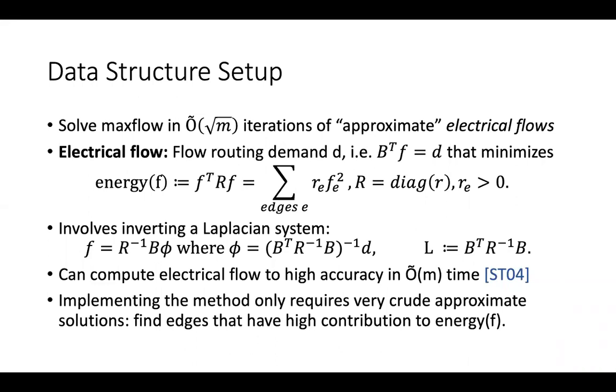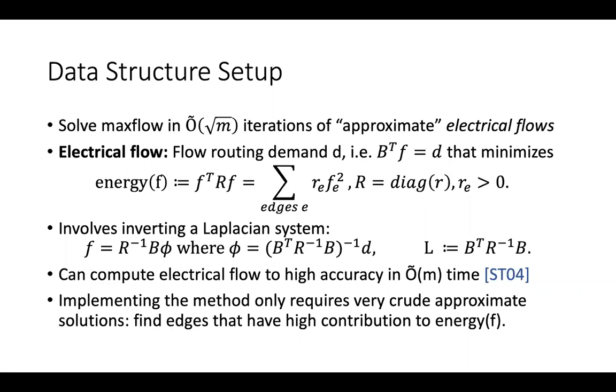Therefore, you can compute electrical flow to high accuracy in almost nearly linear time due to a seminal work of Spielman and Teng. So directly implementing this method of computing it exactly and going for root m iterations requires time m to the 1.5, because that's root m iterations and m time. So that's m to the 1.5. As you remembered, our result is a little bit better than m to the 1.5.